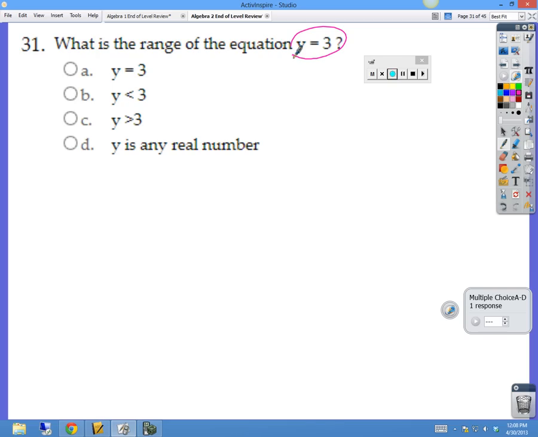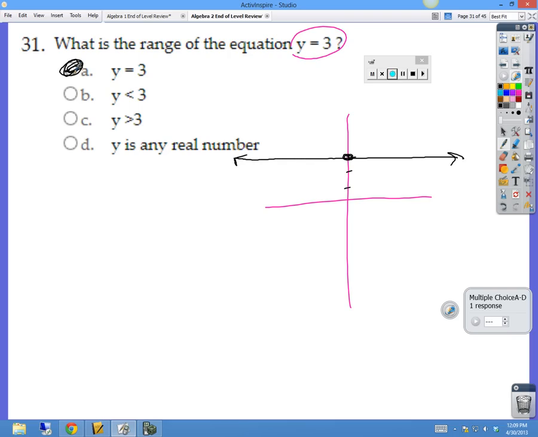Okay, y equals 3. If you look at the graph, y equals 3 is going to be on the y-axis, 1, 2, 3. There's a dot. You're going to have a horizontal line that goes through that point. Your range is the y number line. So this graph covers from where to where on the y number line? It only covers one number, and that's 3. So your range is just 3.